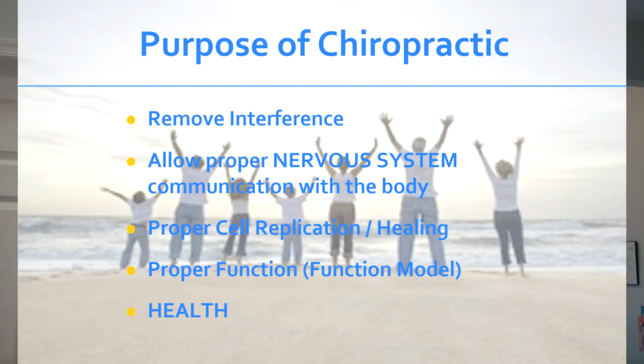And why we say all that is because the purpose of chiropractic is to remove the interference, to allow proper nervous system communication within the body, have proper cell replication and healing. Remember, 7 years, new body. Proper function, so you can have a functioning from head to toe, and overall chronic health, right? Not chronic disease, but chronic health.